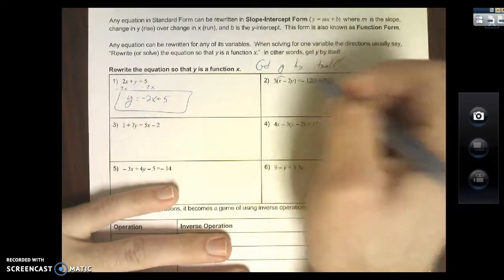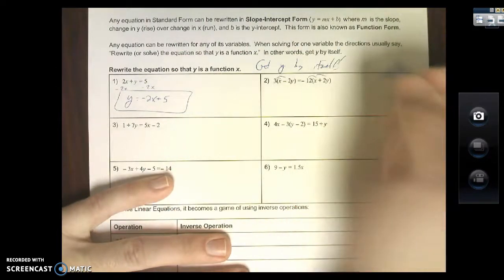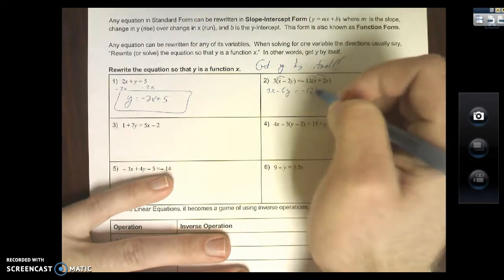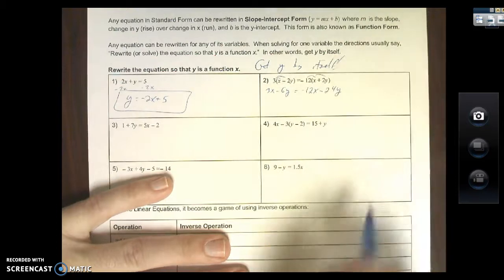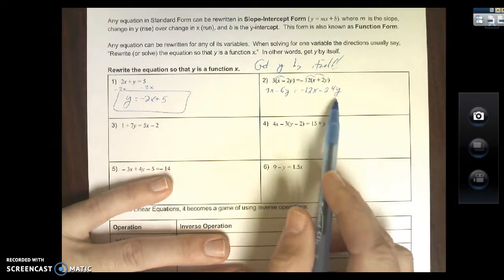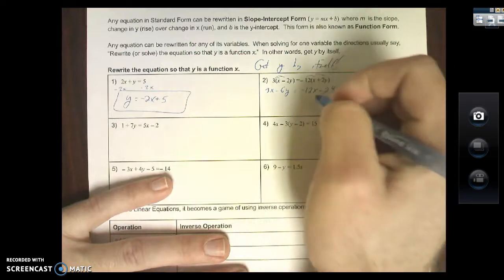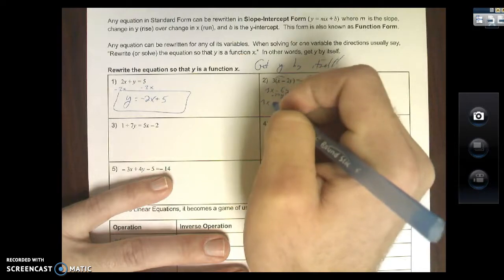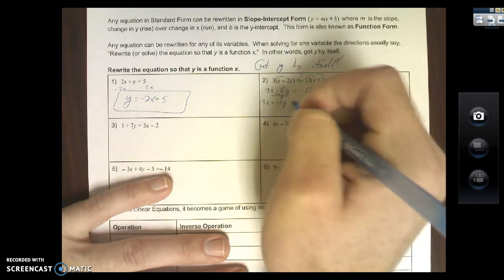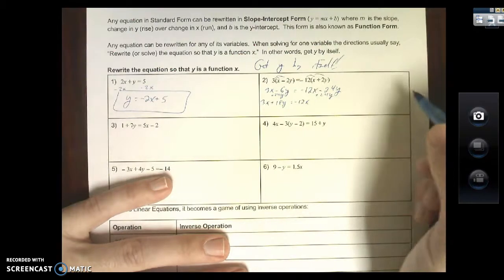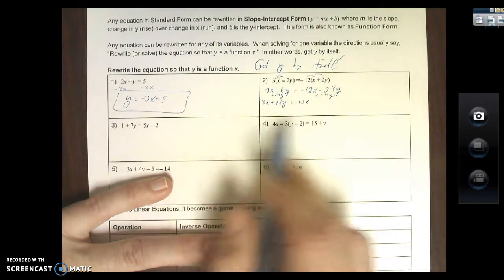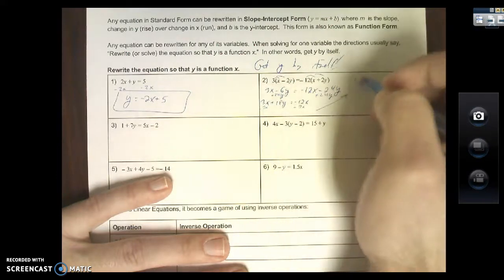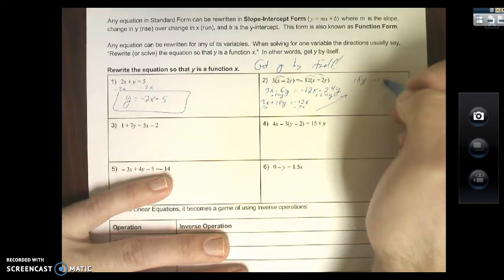Let me show you one more here, number 2. You can distribute the 3 in, and we get 3x minus 6y equals negative 12x minus 24y. And my goal here is to get all the y's on one side. So I'm going to add 24y over, which gets me 3x plus 18y equals negative 12x, like so. I can now subtract 3x over. So I get 18y equals negative 15x.